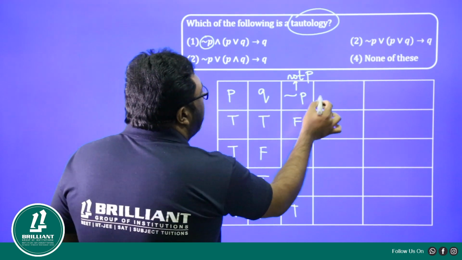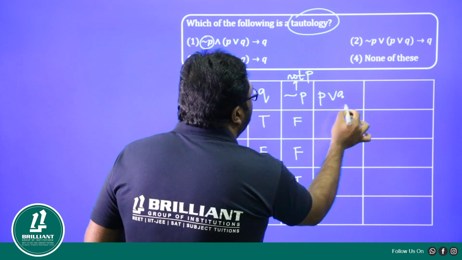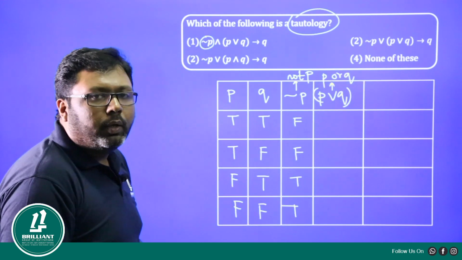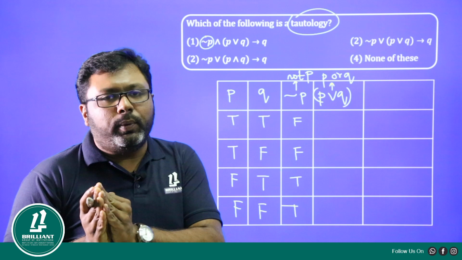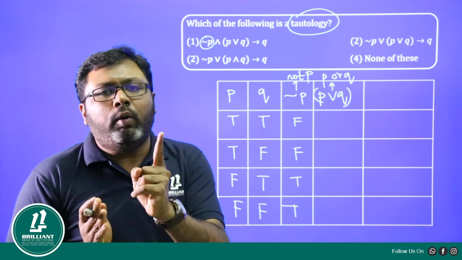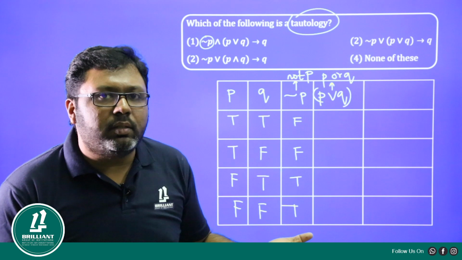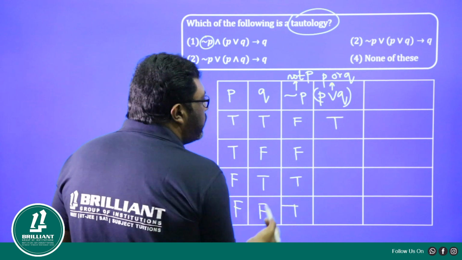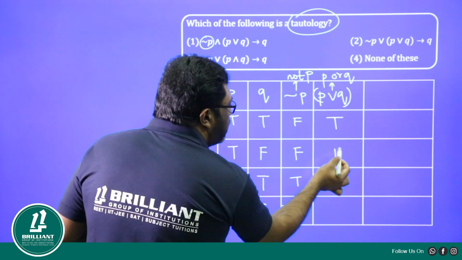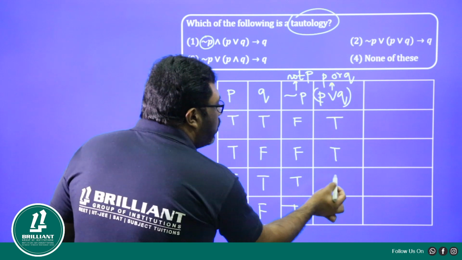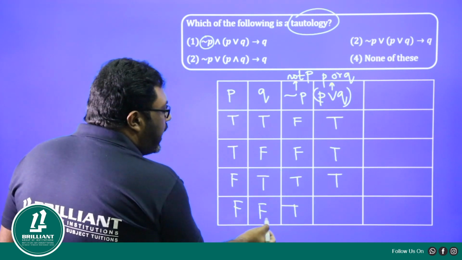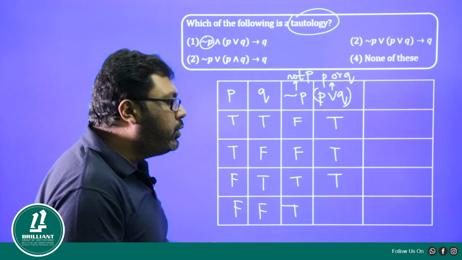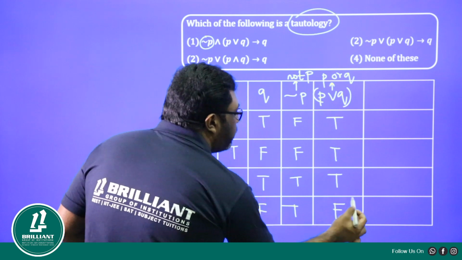Then I want P or Q. You know what happens in P or Q? If a comparison between P and Q is taken, in P or Q, if one of them is true, then that statement is considered to be true. P or Q. Now look at this. True, true is always true. True, false: one of them is true, so this is also true. False, true: Q is true, so this is also true. Now this is the only case where both of them are false. If both of them are false, it cannot be true. So it was false.